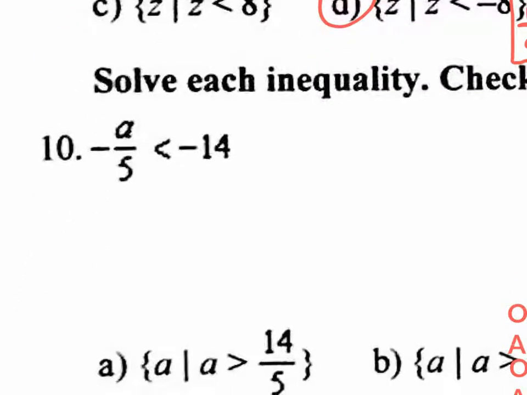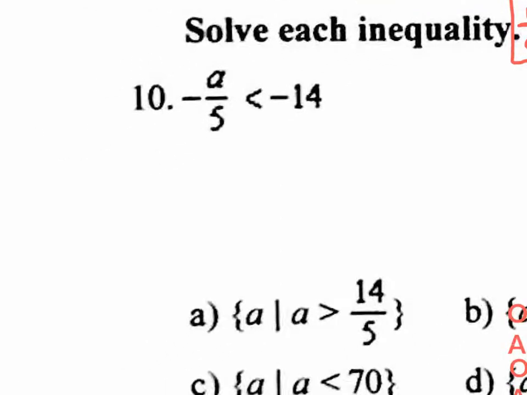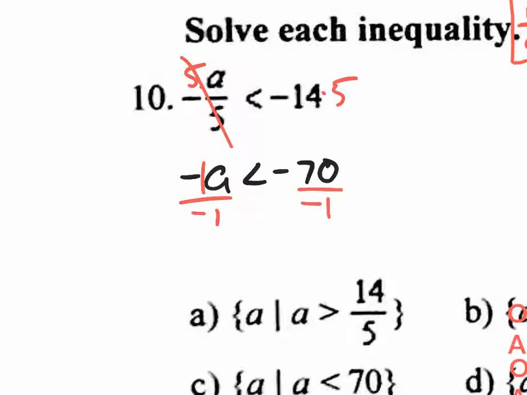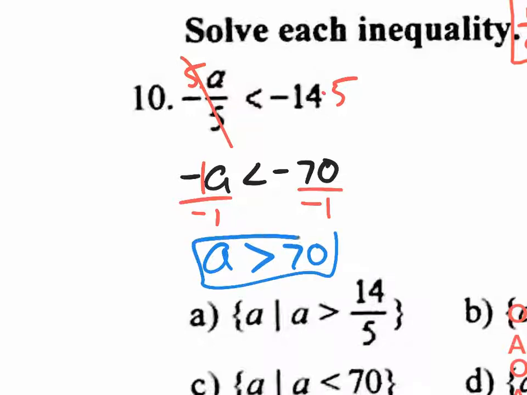Moving on, number 10. I need to get A by itself. What do I do? Times 5. Cancels. Times 5. What do I have left? Negative A is less than negative 70. Final step. Divide by negative 1. If there's a minus 1 in there, you're going to divide by negative 1. I'm dividing by a negative, so switch the inequality symbol, positive 70 is your answer.